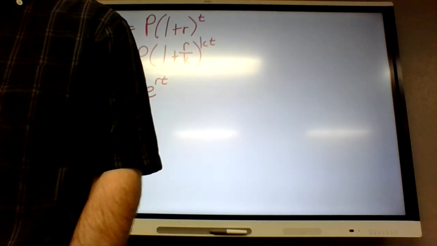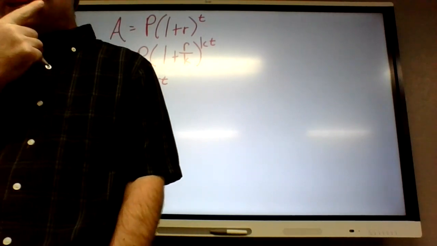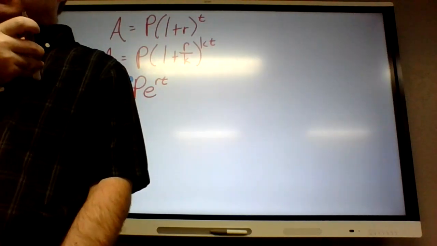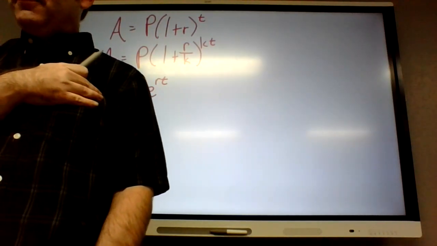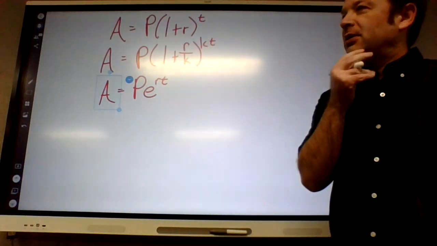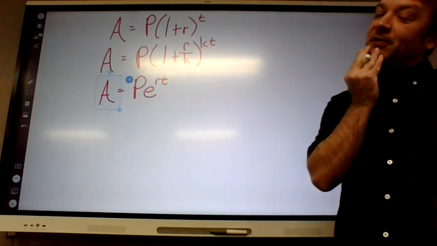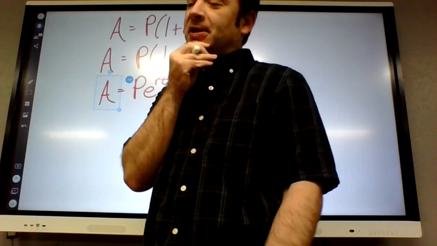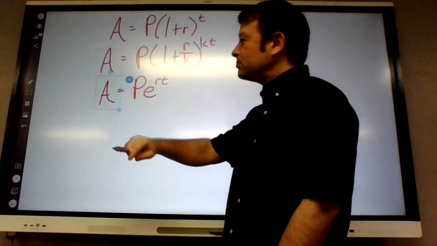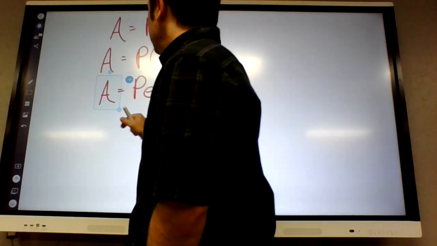Number 1, give a general expression for the value of a piece of property T years from now, if its current value is $150,000 and property values are increasing at a rate of 9% per year. Okay, so something's worth $150,000 right now. It's supposed to increase 9% per year. So what formula are we going to use? The first one.